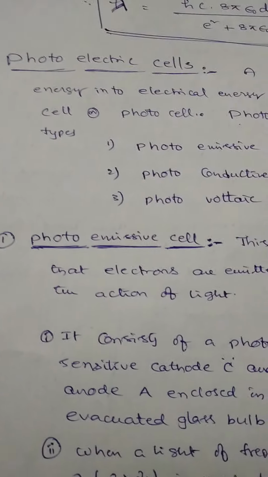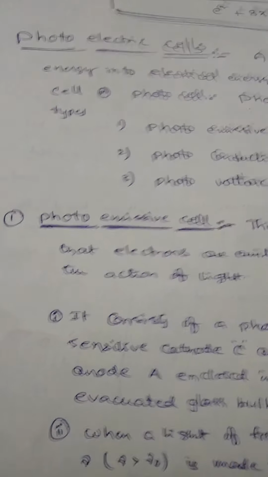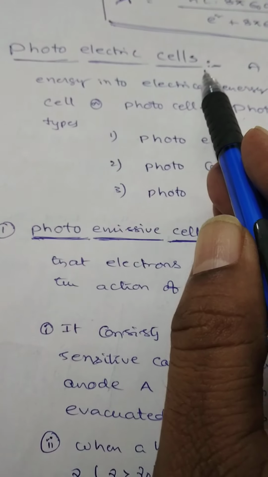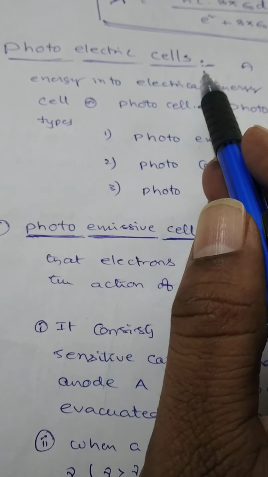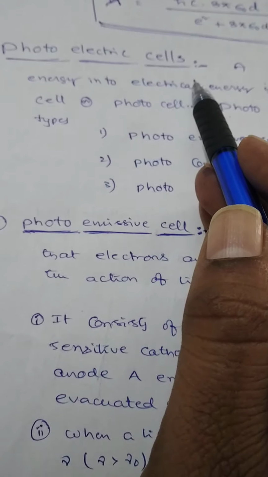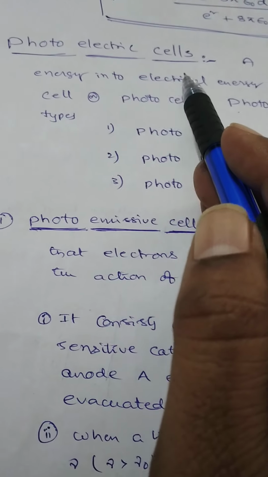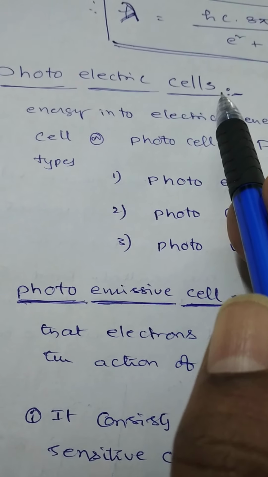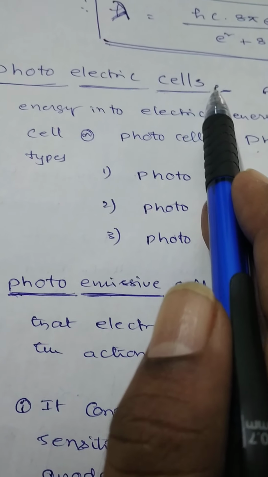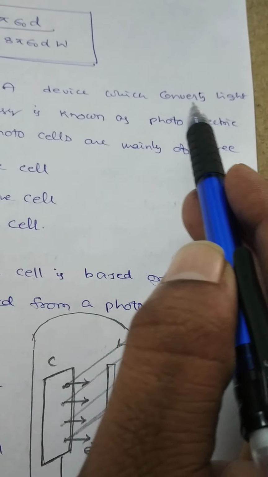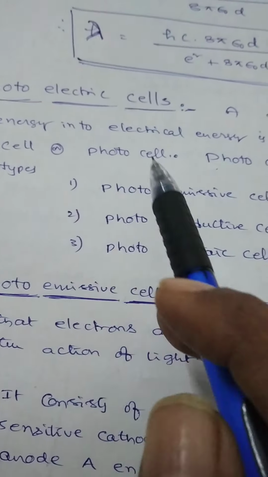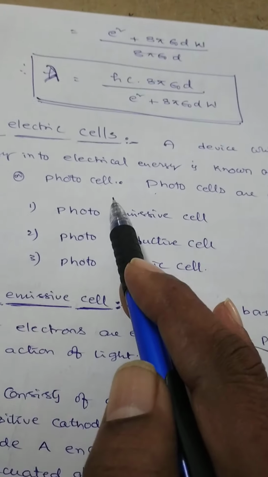Today, I will discuss the concept of photoelectric cells, types of photoelectric cells, and de Broglie's wavelength, de Broglie's matter waves. So, what is meant by a photoelectric cell? It is a device used to convert light energy into electrical energy. A device which converts light energy into electrical energy is called a photoelectric cell or simply a photocell.